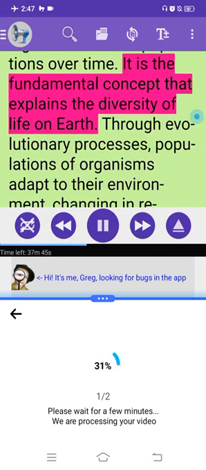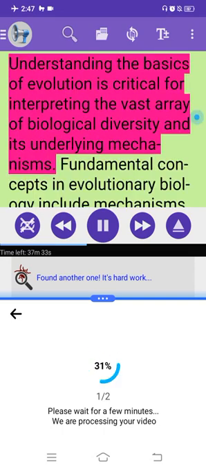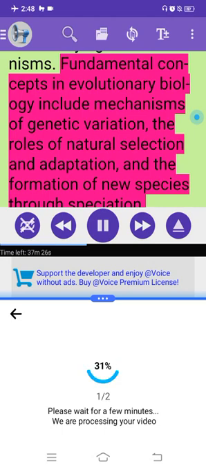It is the fundamental concept that explains the diversity of life on Earth. Through evolutionary processes, populations of organisms adapt to their environment, changing in response to natural selection, genetic drift, gene flow, and mutations. Understanding the basics of evolution is critical for interpreting the vast array of biological diversity and its underlying mechanisms. Fundamental concepts in evolutionary biology include mechanisms of genetic variation, the roles of natural selection and adaptation, and the formation of new species through speciation.